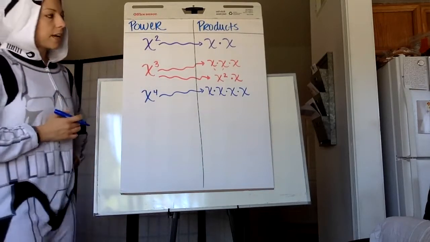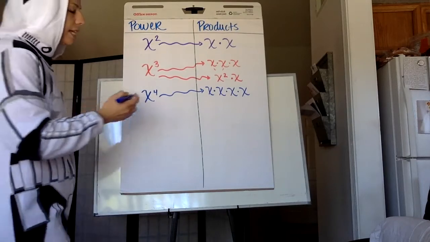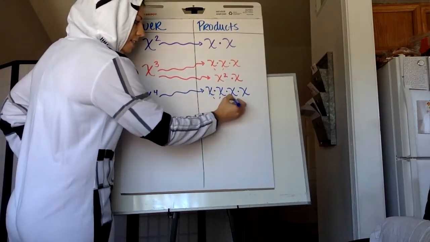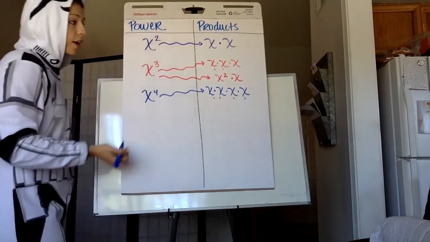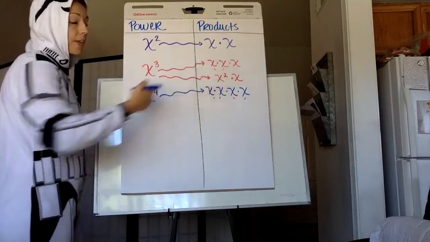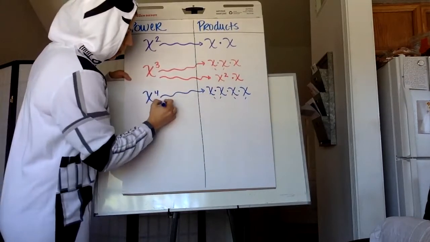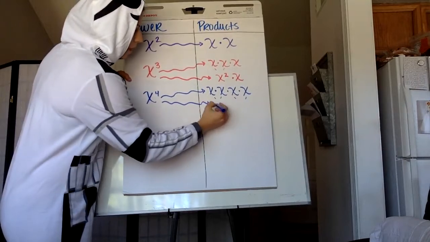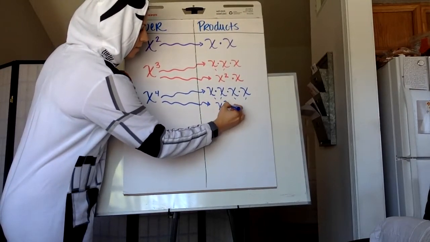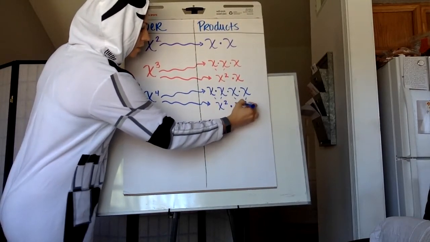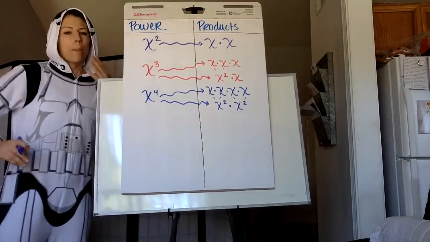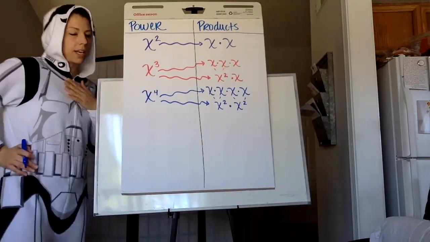Well, now let's see, how else could I write this? Well, I see an x times x here and an x times x there. Well, we know from our previous example that x times x is essentially x squared. So another way to write x to the 4th as a product is x squared times x squared, right? But that's not the only way to write it as a product.